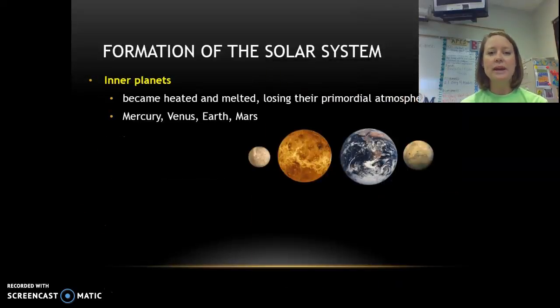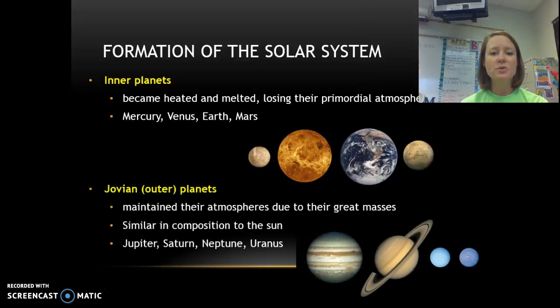All right, so our inner planets are the 4 planets closest to the sun. When nuclear fusion began, they became heated and melted and lost their original atmospheres. Our 4 inner planets are Mercury, Venus, Earth, and Mars. These terrestrial planets are mainly solid material. They're small compared to the other planets, and they are the 4 that are closest to the sun.